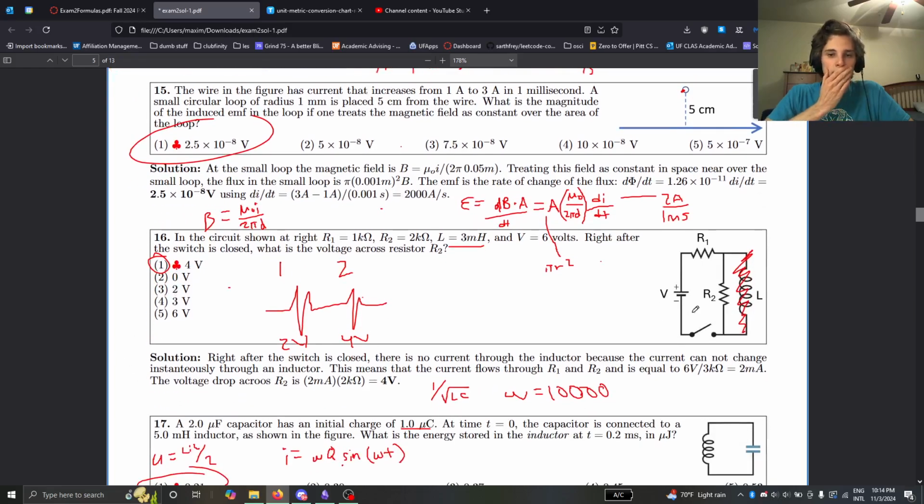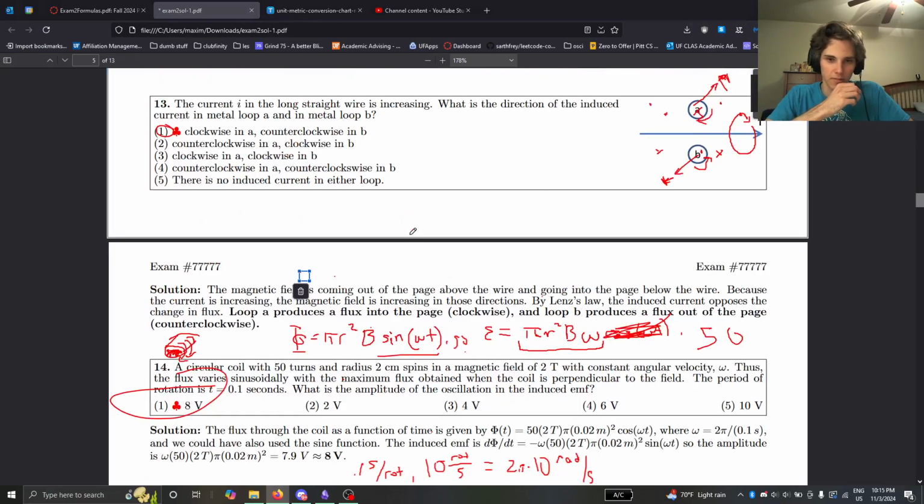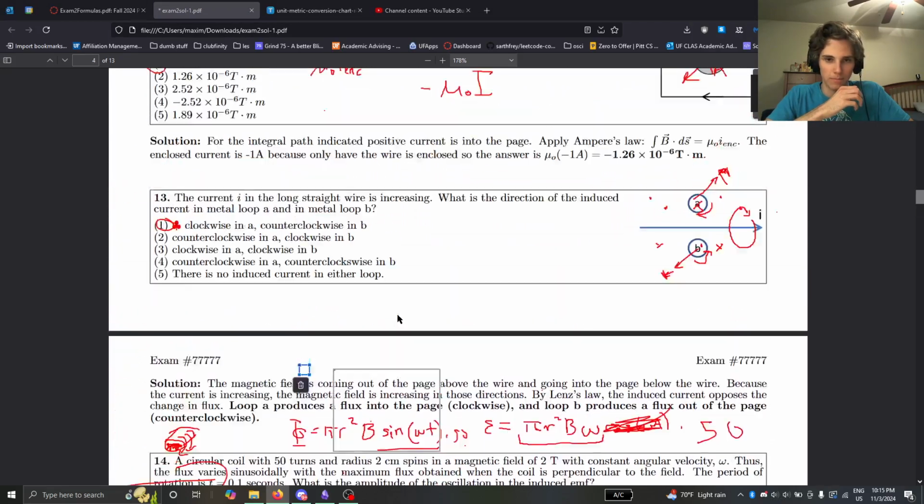This is a really easy problem. L, right after a switch is closed, acts like a dead wire. 2 resistors, and yeah, free problem.